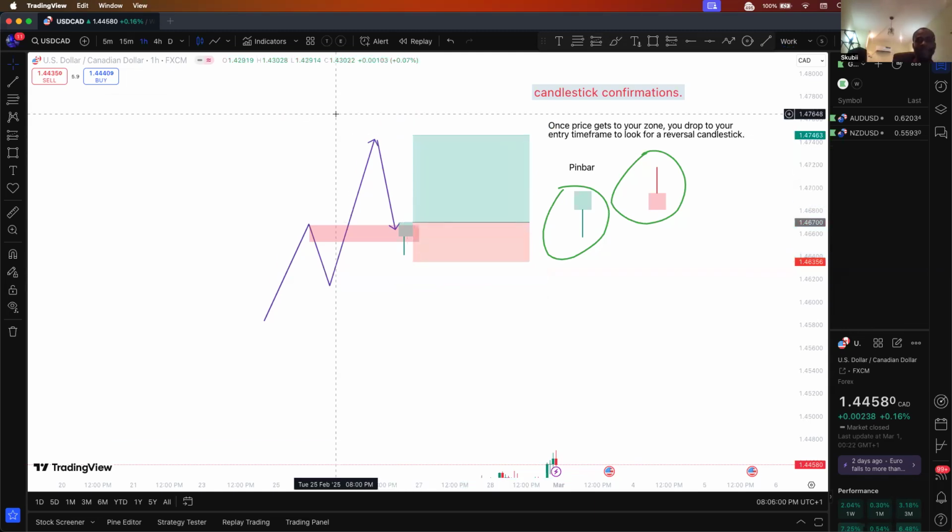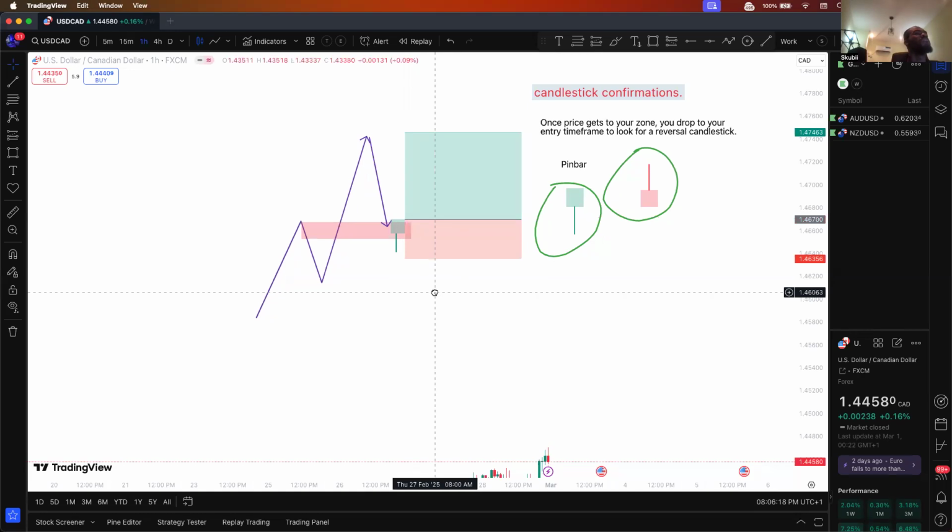Now, I want to clarify something. We have to wait for that candlestick to finish forming. If you see that the candlestick is still moving, it has not finished forming yet, don't jump on it. It might look like a pin bar, but before it closes, it might change to another candlestick. So you have to wait for what? The candlestick to finish forming. So this one is more or less for a buy scenario.